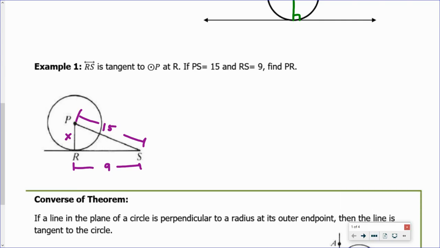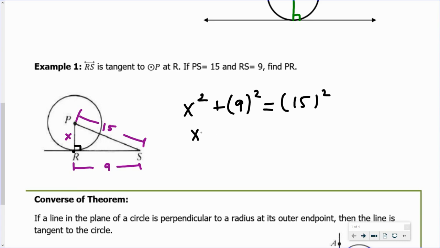Now, based off of the theorem that we just learned, we know that line RS is tangent to circle P and the point of tangency is point R. So that means there's a right angle formed by the radius and the tangent at that point. So really we're just dealing with a right triangle here, and we can use the Pythagorean theorem to determine x, which would give us the length of PR, which is what we're trying to find. So I'm going to set up the Pythagorean theorem: x squared plus 9 squared, the sum of the squares of the legs, is equal to 15 squared, which is the length of the hypotenuse squared.